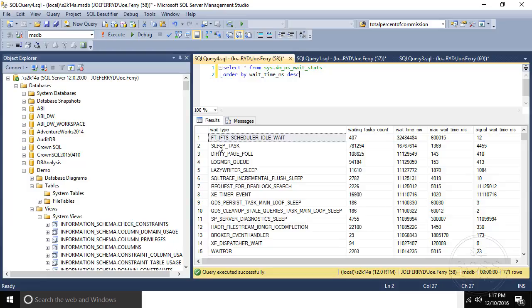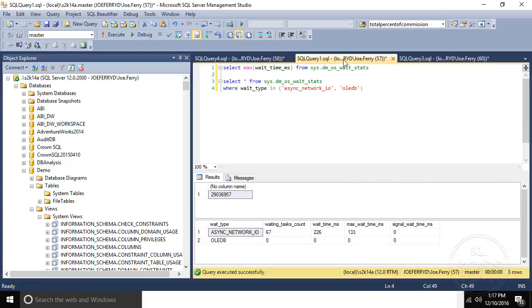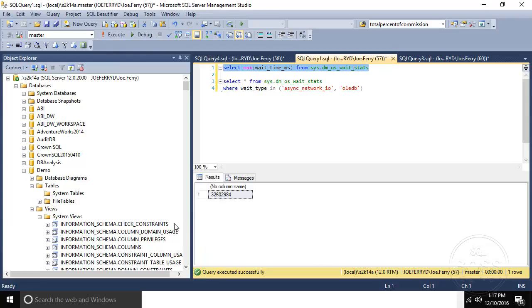There are a number of them, but I'm going to tell you about two of them, which I think are very important because they can reveal things that look like SQL Server is not performing well, when in fact it is not SQL Server's fault at all. So I'm going to come in here and I'm going to look for the maximum wait time, and we see this number is about 32 million. And then I'm going to look for two wait types, one called Async Network I/O, the other called OLEDB, and if we know what they mean, that's good enough.